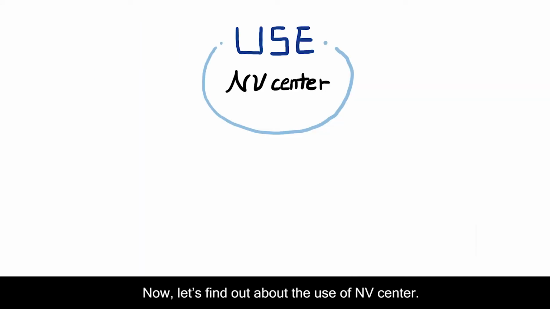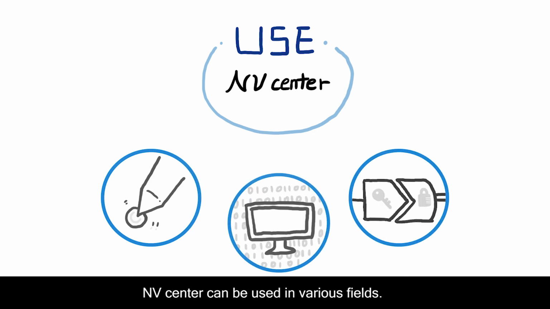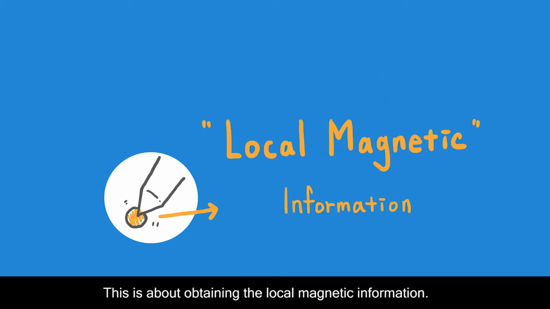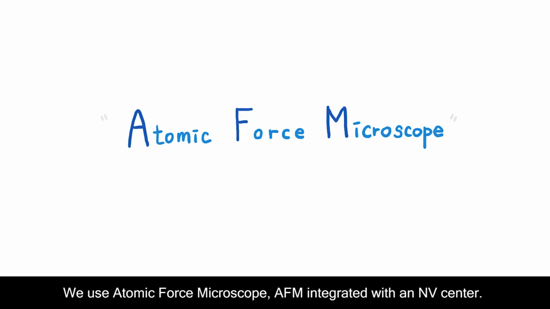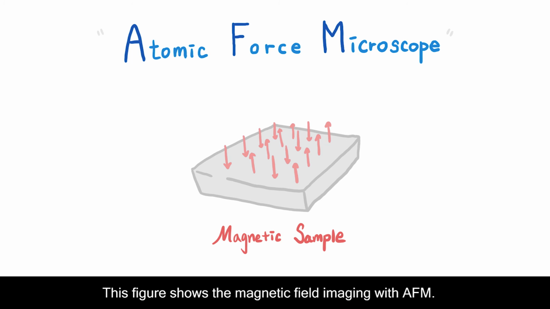Now, let's find out about the use of the NV center. The NV center can be used in various fields. One of the examples is magnetic sensing. This is about obtaining local magnetic information. We use an atomic force microscope, AFM, integrated with an NV center. This figure shows magnetic field imaging with AFM.